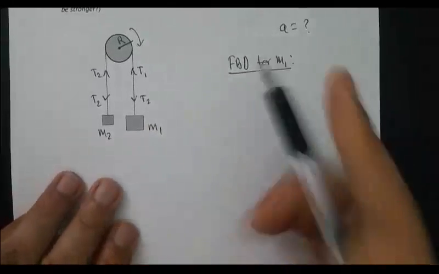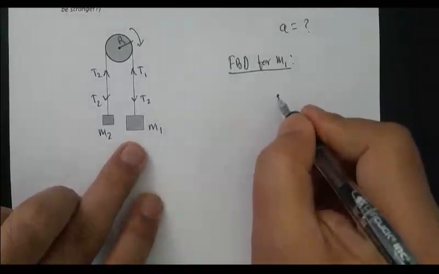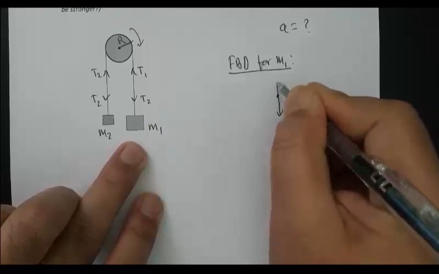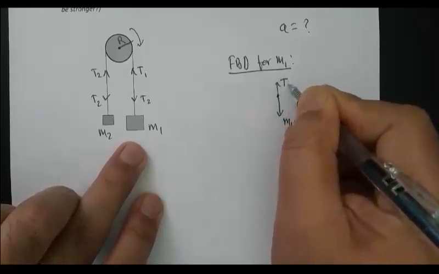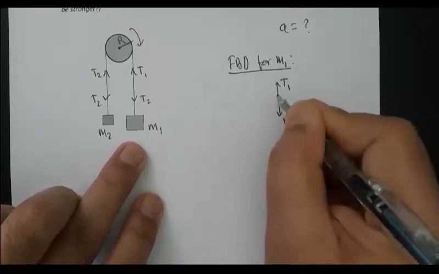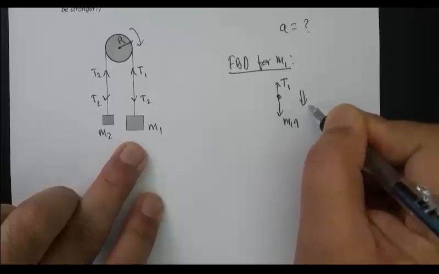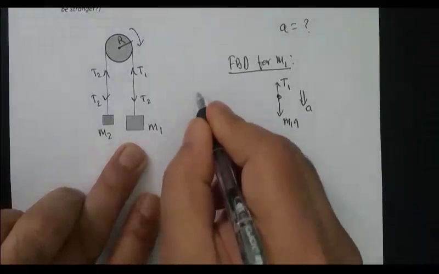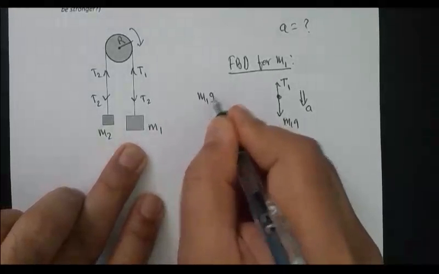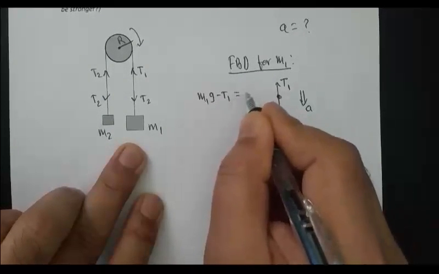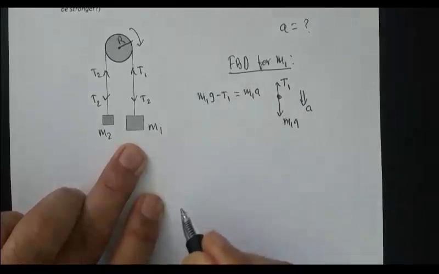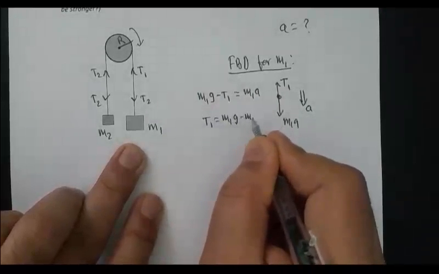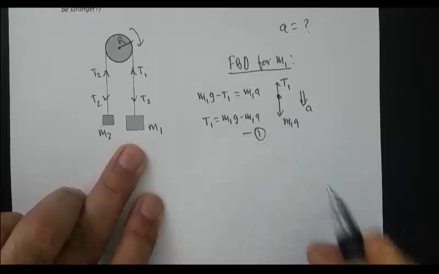So for M1, M1 is falling, so M1G, and the tension must be less for M1 because its acceleration is that way. Then if you use Newton's second law, M1G minus T1 is equal to M1A. So tension T1 is M1G minus M1A. Let's call that equation number 1.